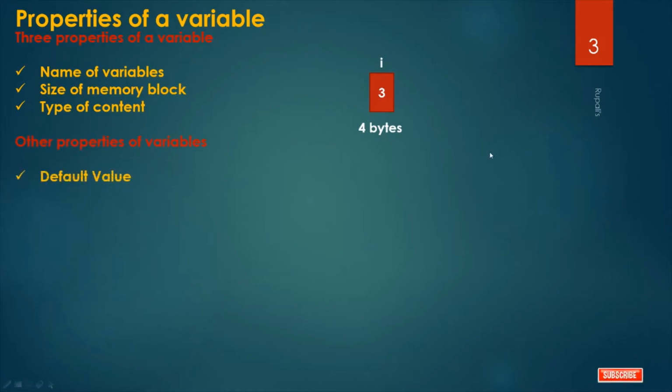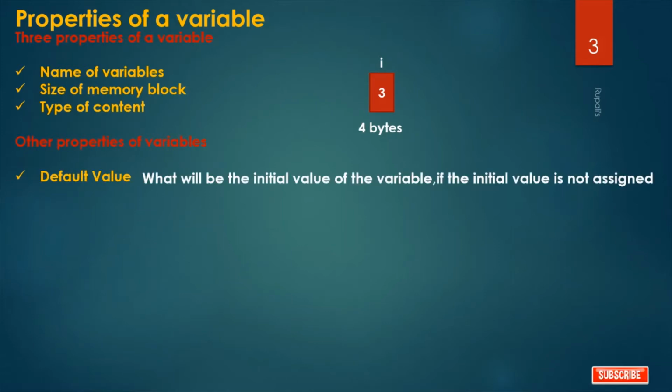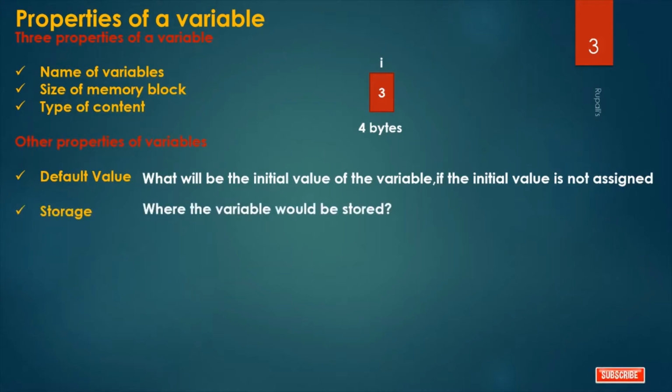First is default value, which means if we declare any variable and do not initialize it, then what will be the initial value of the variable if the initial value is not assigned, that is the default value. Second is storage, which means where the variable would be stored. There are basically two kinds of location in a computer where such a value may be kept. First is memory and second is CPU register.